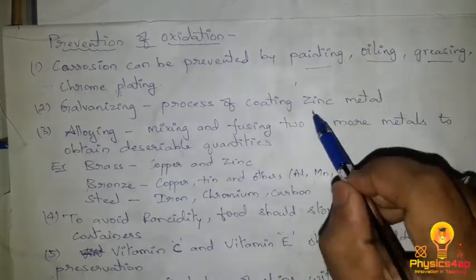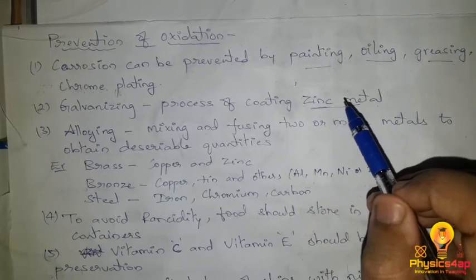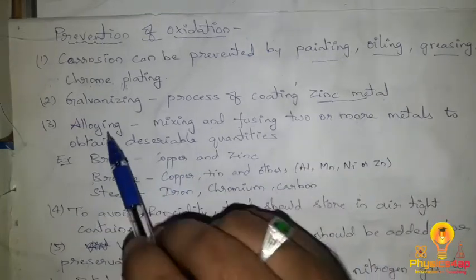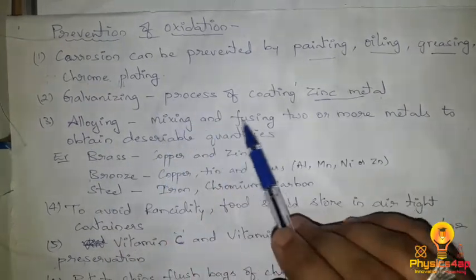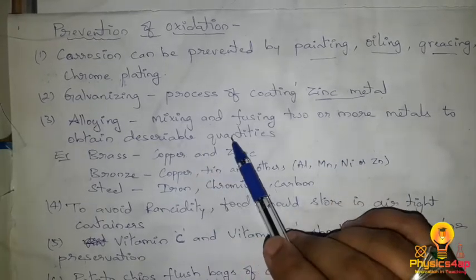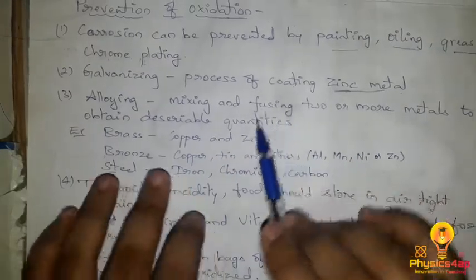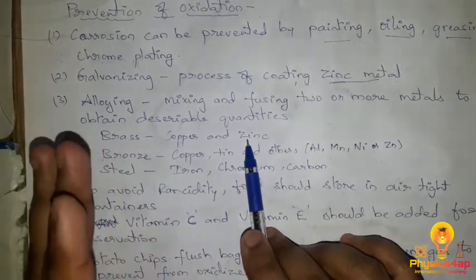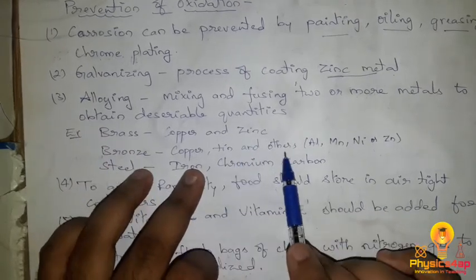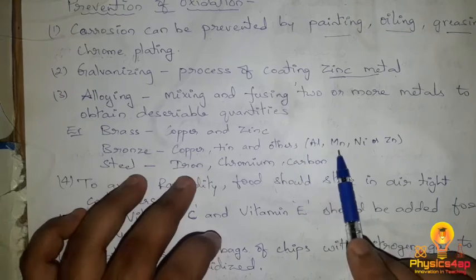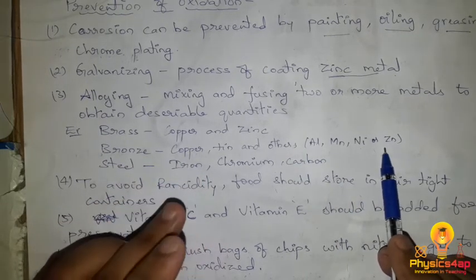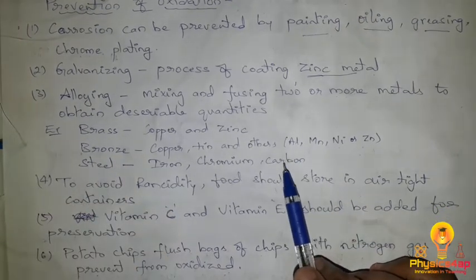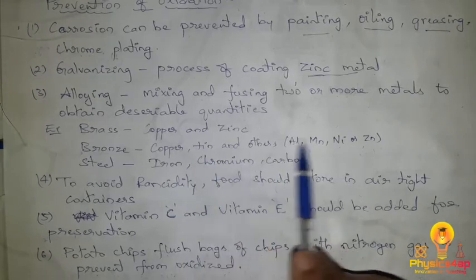It can be coated with zinc metal, as zinc is moderately reactive, so it won't get oxidized that early. And also alloying. Alloying means mixing and fusing two or more metals to obtain desirable qualities. For example, when you mix copper and zinc, we get brass, which is resistant to oxidation. And copper, tin and a small quantity of other materials like aluminium, manganese, iron, nickel or zinc give us bronze. So bronze is a type of alloy of copper, tin and other metals.